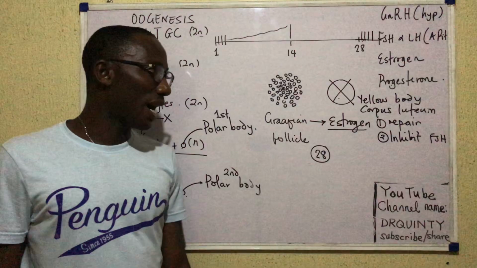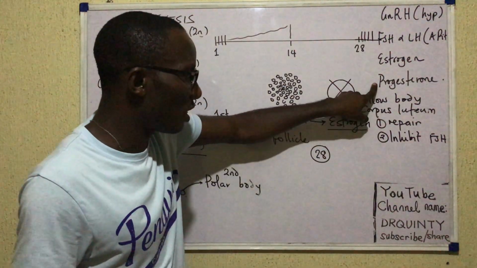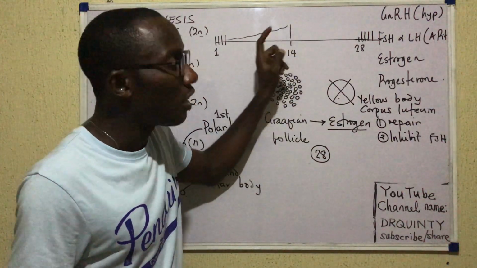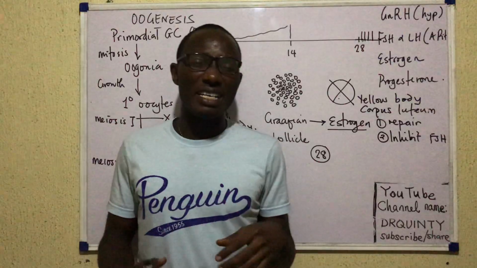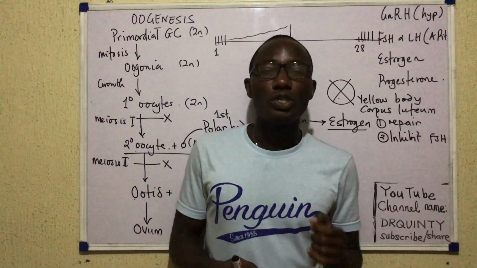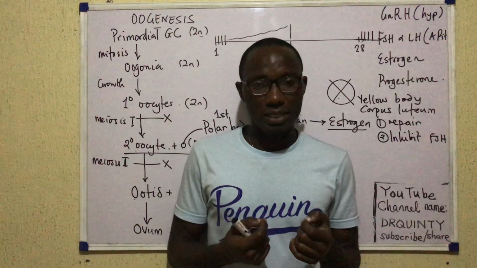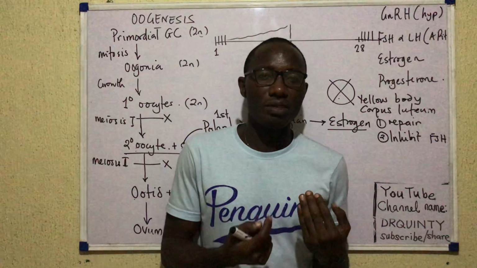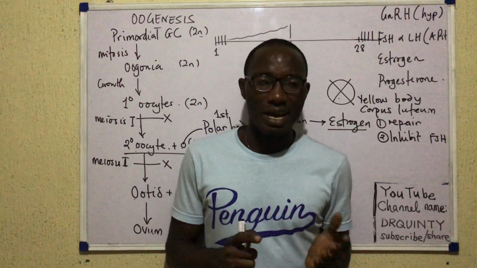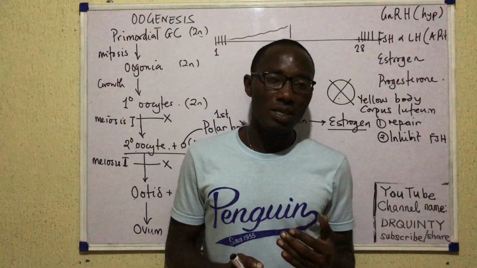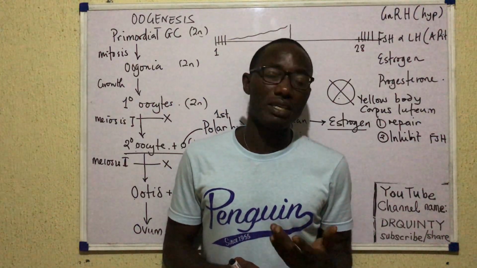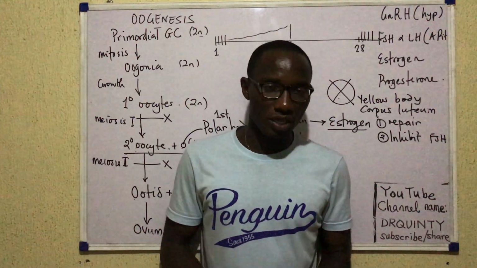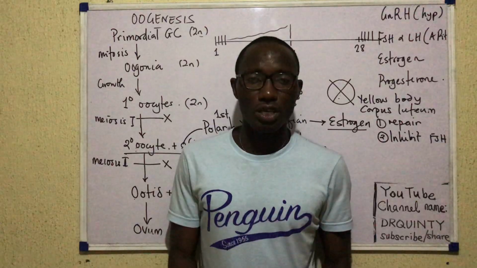Then it's important to add that the release of progesterone from the corpus luteum around this day 14 is usually associated with an increase in body temperature. So for some women, how they know that ovulation has taken place is that increase in body temperature that they experience around mid-cycle. So for a woman who observes such an increase in body temperature, yes, it can be attributed to the release of progesterone from the corpus luteum.